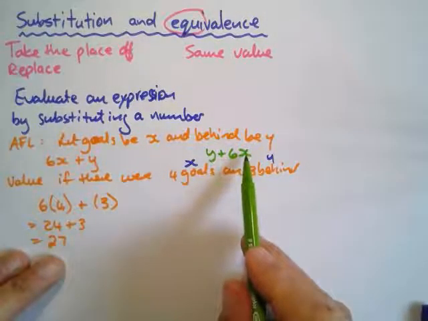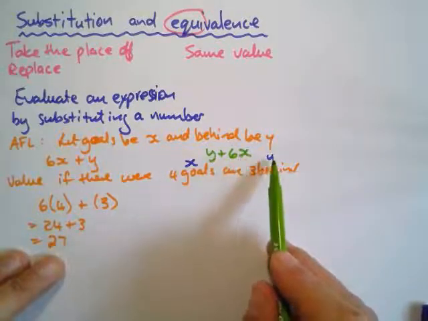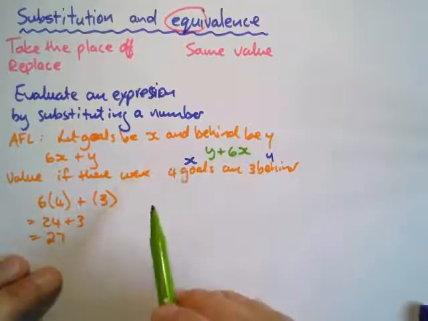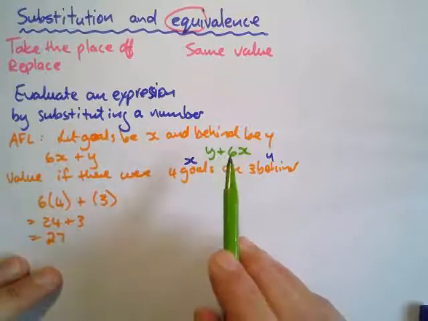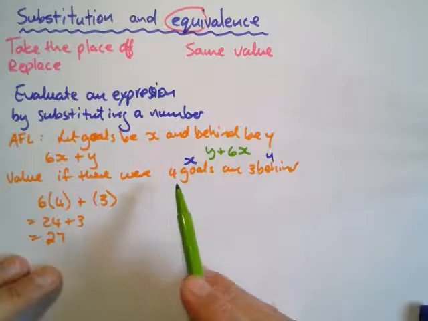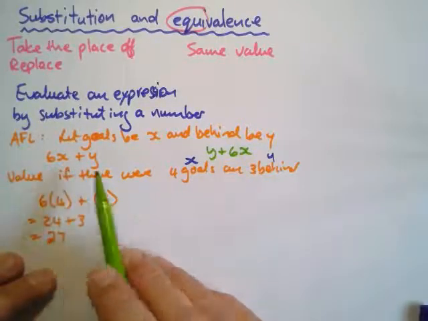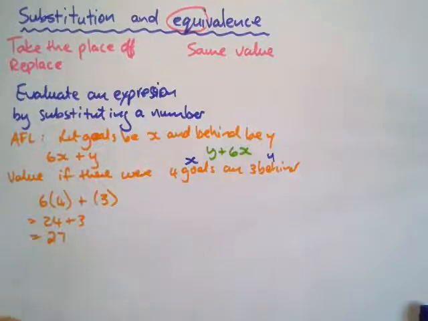Because if I put 4 and 3 in there, I'm still going to get 27. 6 times 4 is 24 plus 3 is 27. So that will be an equivalent expression. So how do I check? The only way you can do it at this stage is by putting in a few values. If you put in a few values and you get the same value for each expression, then we can assume that they are equivalent. Please look at the examples to make sure you understand that topic.